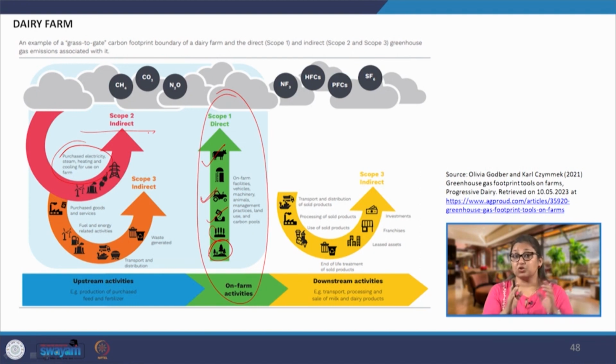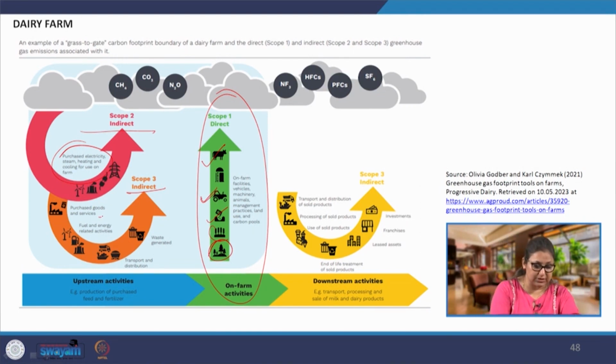Now, the remaining scope 3 will be in both upstream as well as downstream activities. So, we have scope 3 indirect, not happening on the ground directly. For example, purchased goods and services. Say we are purchasing synthetic fertilizer. The emissions resulting from the fertilizer used on the ground and the chemical reactions that take place will be counted as direct emissions, but the emissions due to the manufacturing of the fertilizer itself are part of scope 3 indirect emissions.